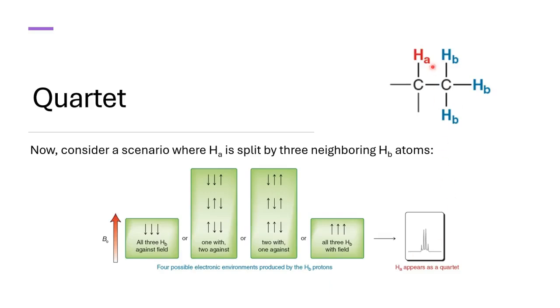Quartet. Now let's consider the HA signal when it is adjacent to 3 chemically equivalent protons, HBs. Because there's 3 of them, n plus 1 tells us 3 plus 1 should be a quartet. So the HA signal will be split into a quartet. In terms of intensity, notice the different possibilities of how the protons HB can align with or against the magnetic field. All 3 can be against the field or with the field, or 2 can be aligned against and 1 with, or 2 with and 1 against, but in different patterns.